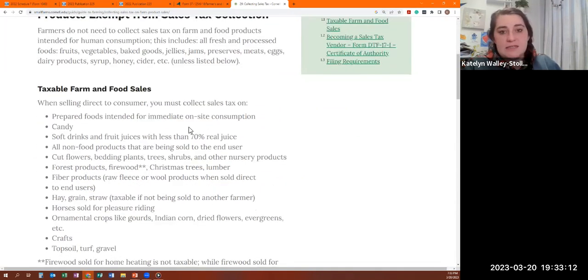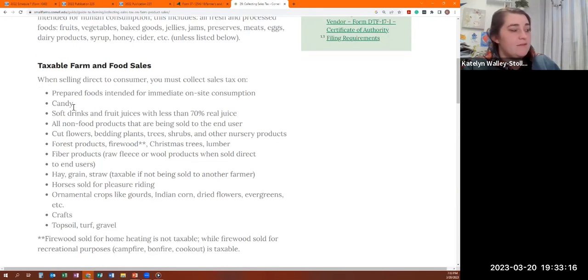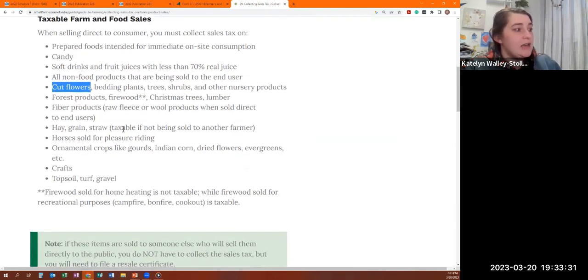But then it also lists every single food product that needs to be taxed. Prepared foods for on-site consumption, candy, soft drinks, fruit drinks with less than 70% real juice. Cut flowers is another one where I see a lot of times we're not collecting sales tax when we should be. Trees like Christmas trees, hay, grain, and straw, if not being sold to another farmer.